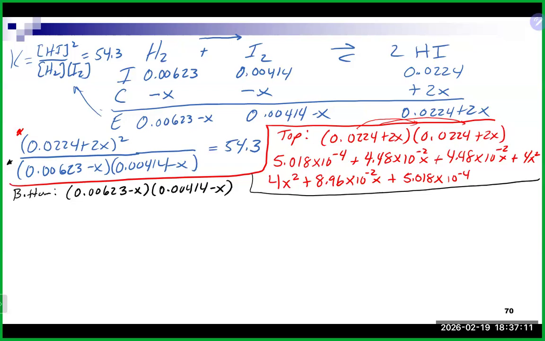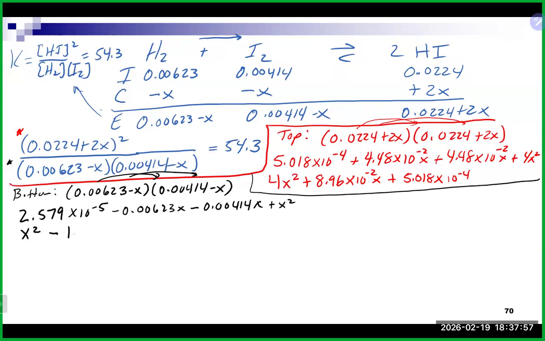Still on my calculator here, 0.00623 times 0.00414 is going to get us 2.579 times 10 to the minus 5. We're going to go minus 0.00623x minus 0.00414x, again by going in and out on both sides. And that's going to get us a plus x squared. Once again here, combining my two x's, going to get us for the bottom x squared. There it is.